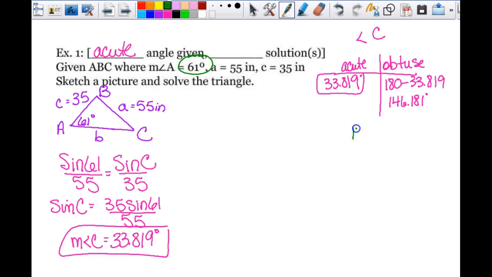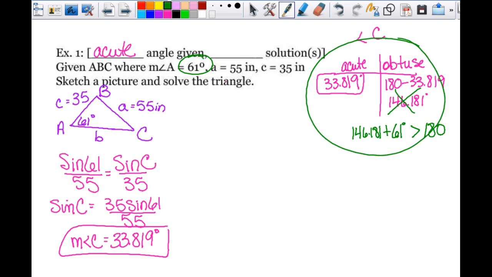So I'm going to take this 146.181, and I'm going to add the 61 degrees to it. That's only two of my three angles, right? When I add those together, what's going to happen? I get over 180. Does it even matter what I actually get? No. All that matters is that that's greater than 180. So this is not an answer. Does that make sense to you? Because I don't have room for my third angle in there. I haven't even found it yet. I don't have room for it. So I know that I only have one possible triangle from this information. Everybody with me? So this is the key here, is that you've got to check it. You have to check to see if they both work. So I only get one.